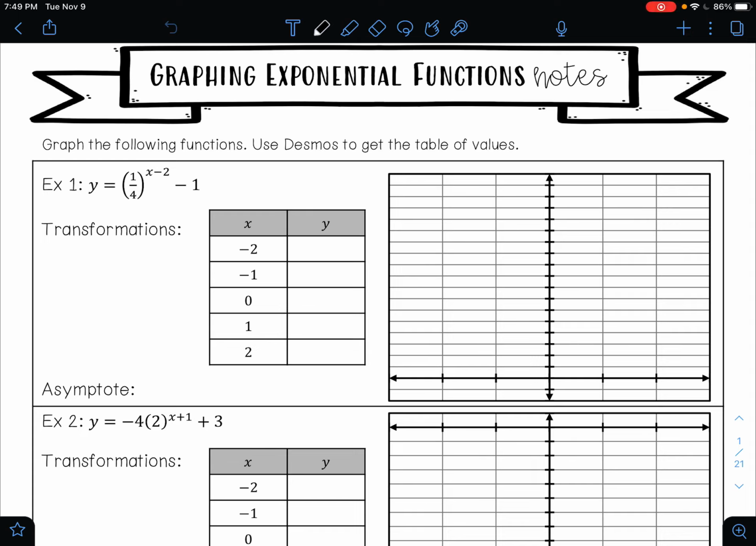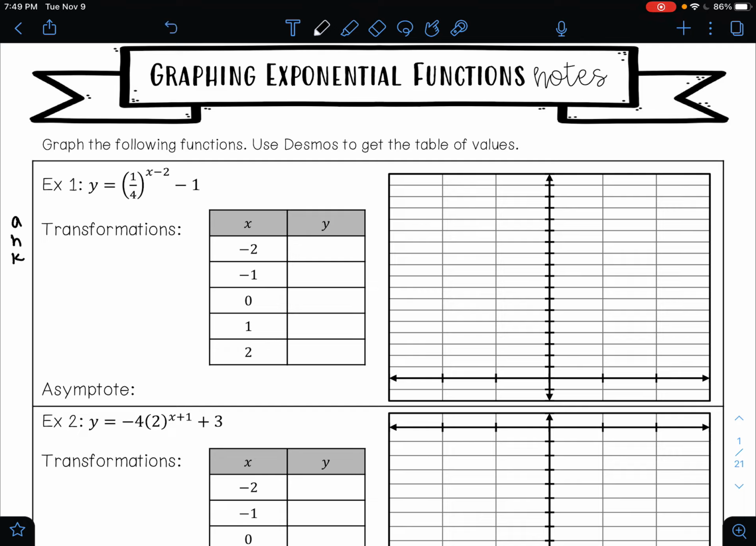In this video, we are going to learn how to graph exponential functions by hand. The directions say, graph the following functions. Use Desmos to get the table of values. So when I look at this one here, your transformations are your A, H, and K values.